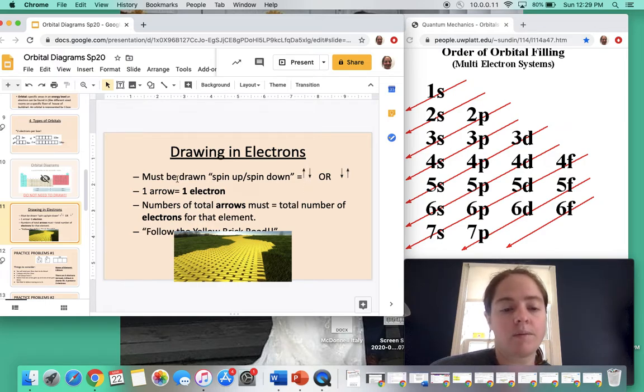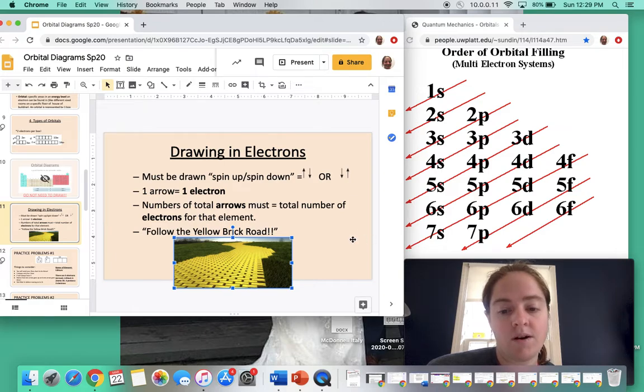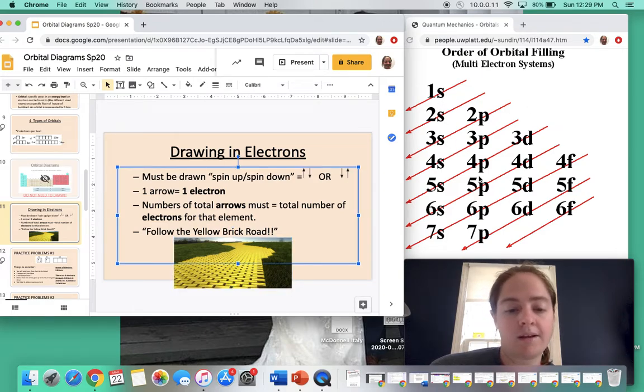one going down. Remember that one arrow is equal to one electron, and the total number of arrows must equal the total number of electrons. So if you have 12 protons, you have 12 electrons, so you must have 12 arrows. And you always want to follow that yellow brick road. And this is our yellow brick road, so we're following the arrows.